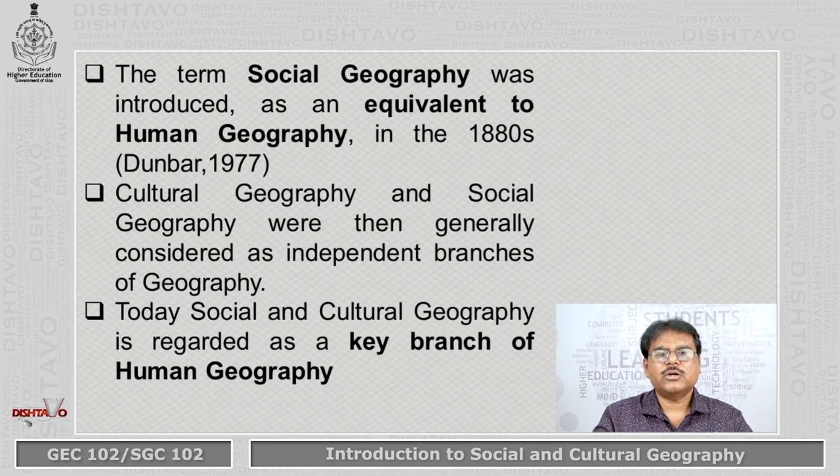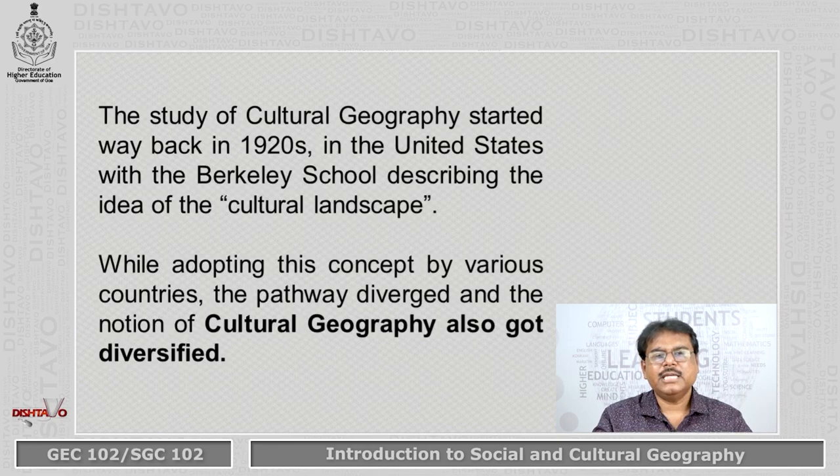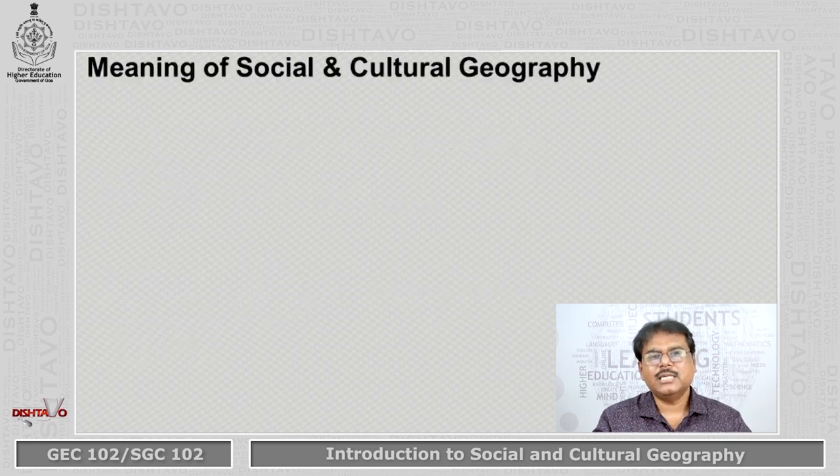Cultural geography and social geography were then generally considered as independent branches, which is also evident from their present status today. The study of cultural geography started way back in the 1920s in the United States with the Berkeley School describing the idea of cultural landscape. From here, the concept of cultural geography spread to different parts of the world, and it also got diversified. Let us try to understand the meaning of social and cultural geography.